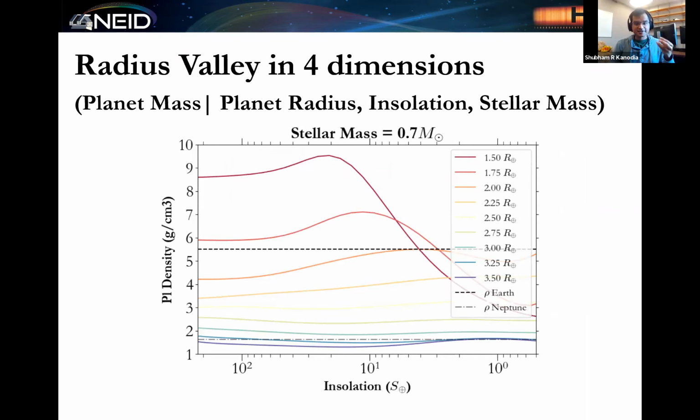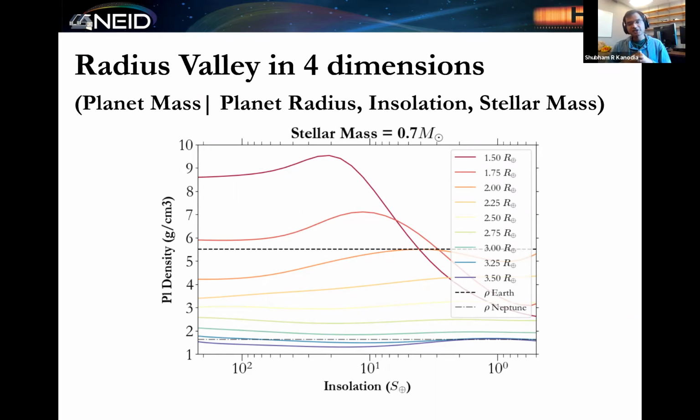So the y-axis has the planetary bulk density. The x-axis has the insolation. And then the different colors represent different radii. So the way this is working is we're taking these 4 dimensions, the planetary mass, the planetary radius, the insolation, the stellar mass, and then we're jointly fitting all 4 of them.